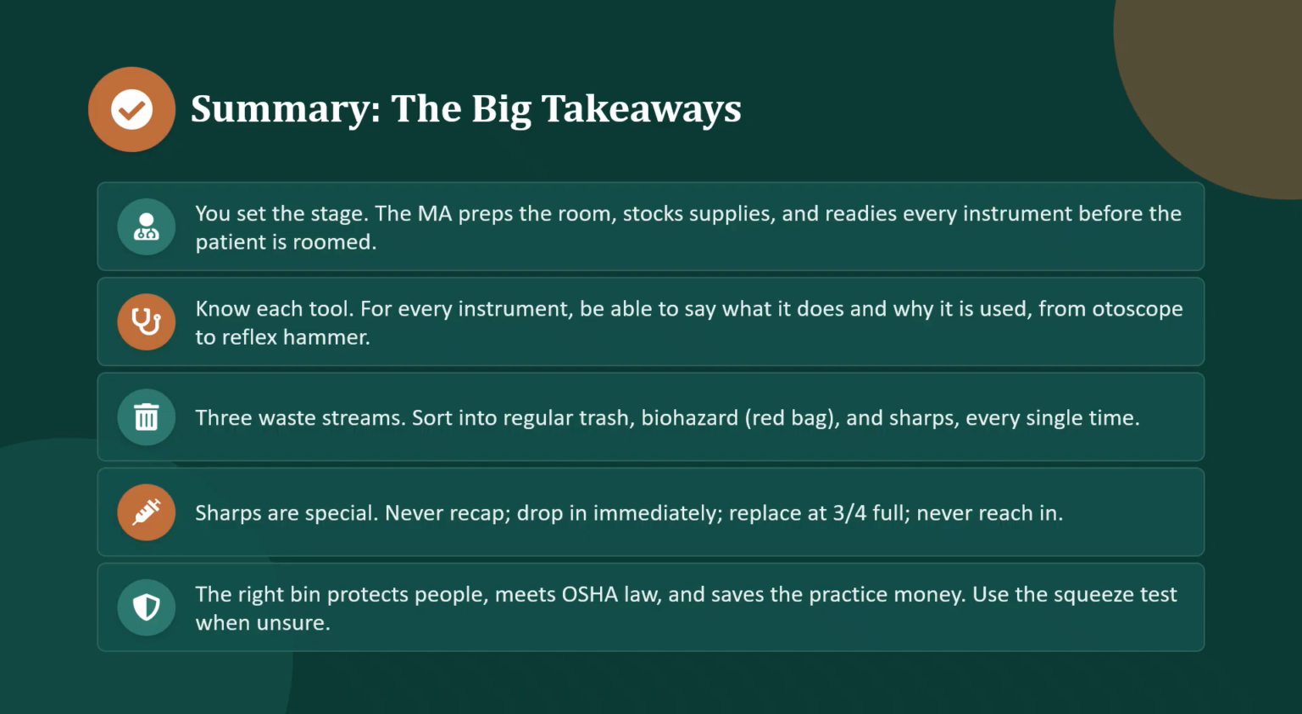2. Know each tool. For every instrument we covered, you should be able to answer 2 questions without hesitation. What does it do, and why is it used? Run the list in your head. Otoscope for the ear, ophthalmoscope for the eye, stethoscope to listen, sphygmomanometer for blood pressure, thermometer for temperature, reflex hammer for reflexes, plus the pen light, tuning fork, tongue depressor, nasal speculum, tape measure, and scale.